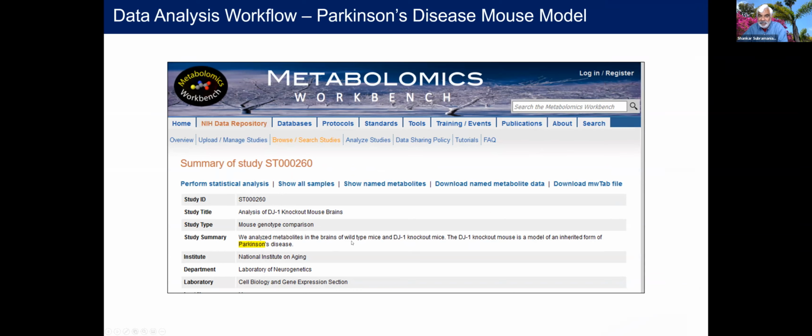We analyzed metabolites of brains of wild type mice and DJ1 knockout mice. The genotype is different. There are 2 genotypes, wild type and DJ1 knockout. DJ1 knockout is a model of an inherited form of Parkinson's disease. This is a study funded by the National Institute of Aging. They submitted this study. What are the lipids that are different between these 2 groups? We can look at them.